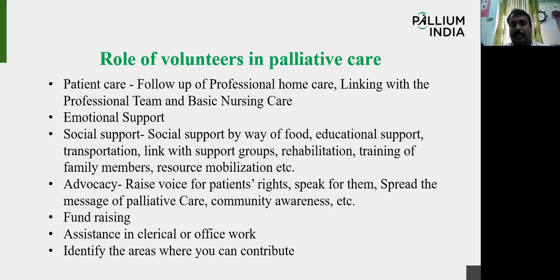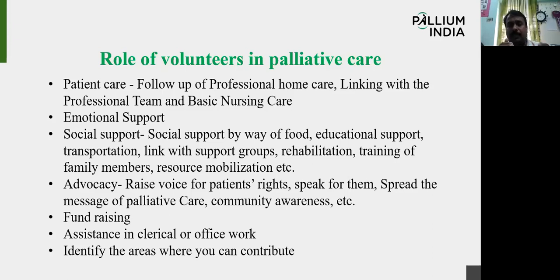Advocacy, especially raising voice for patients. They raise their voice for patients' rights, and speak for them in front of the government system or the public. They will be the voice for this particular beneficiary. Spreading the message of palliative care: whenever we get a chance to speak about palliative care, just utilize that. Whenever we get a chance to share the thoughts of palliative care in your community, in your family, just do that. Through this way, we can spread the message of palliative care among your community.